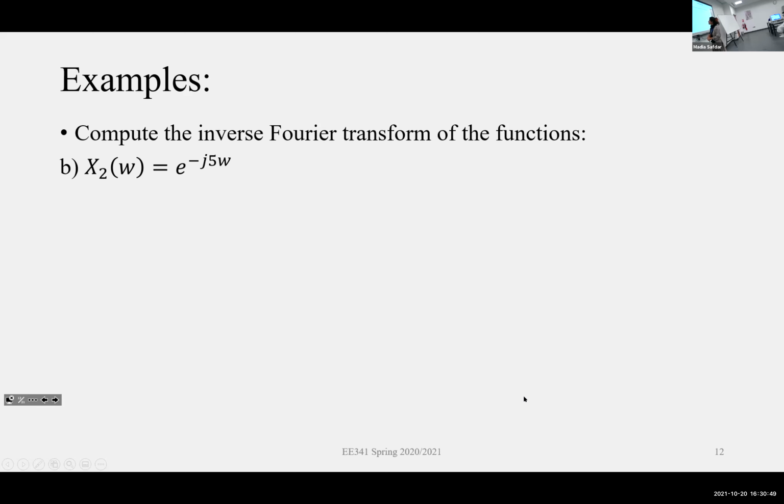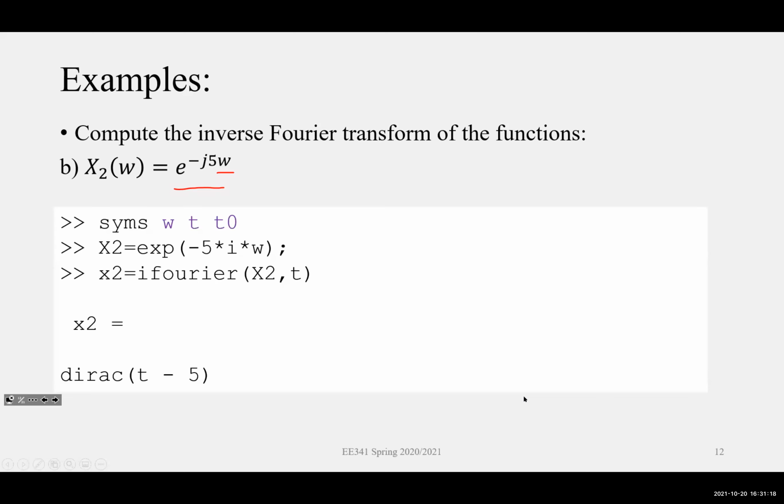Okay. Now, can you tell me how I will find the inverse Fourier transform for this function? Anyone? Tell me. Define the symbols omega and T, and then define the function, and then third, inverse Fourier. See here, this is not needed. So omega, T, and then writing this function, inverse Fourier of x2, this function, and T is the time domain signal, right?